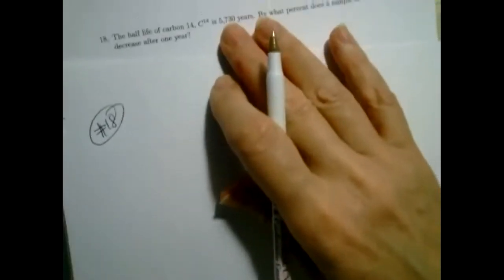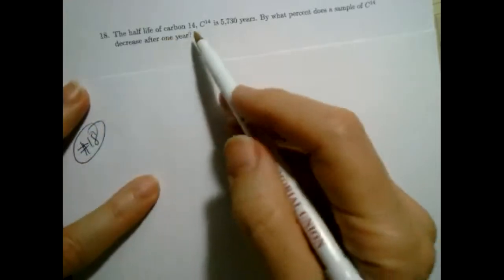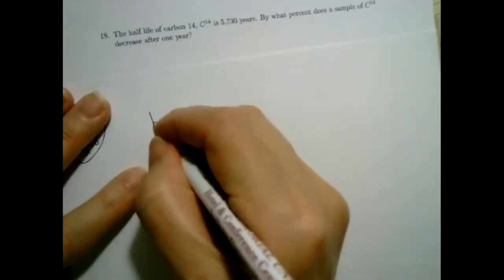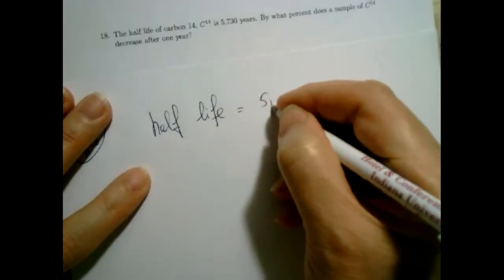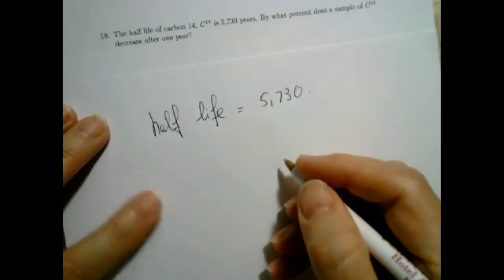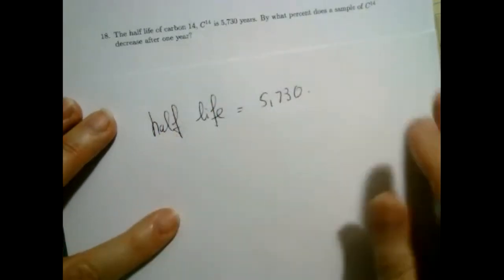Sure. Okay, so now let's look at number, what was it? What did you guys ask? 18. All right. Okay, so in number 18, let me bring the paper down here. They tell me that the half-life of carbon-14 is that much. So they gave me the half-life, 5,730. And the question is, what percent does a sample decrease after 1 year?